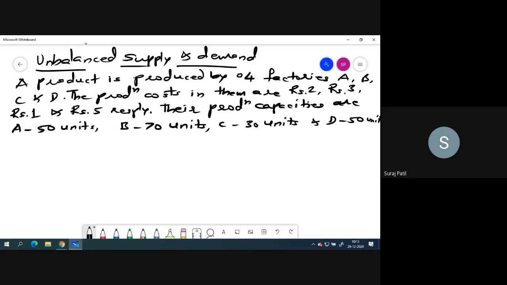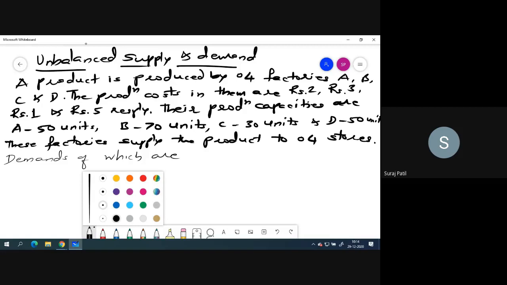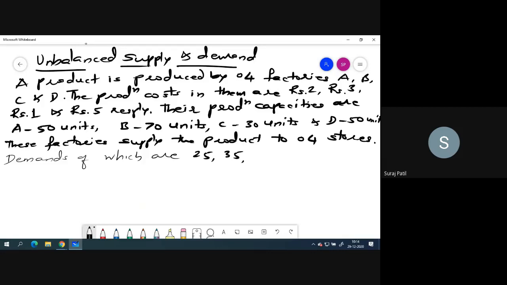These factories supply the product to 4 stores, demands of which are 25, 35, 105 and 20 units respectively.